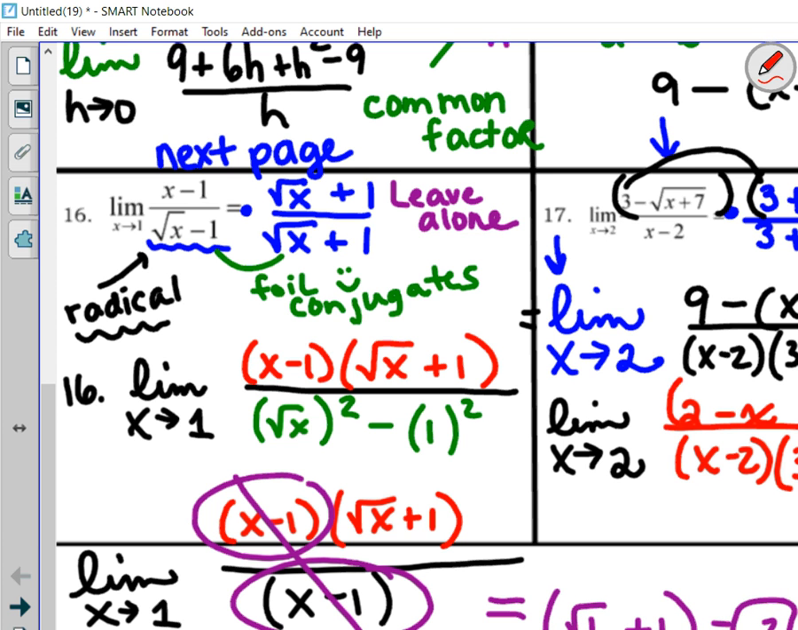So when I divide out, if I divide this factor and this factor, x minus 2 and 2 minus x are opposites. So what happens when you divide opposites? You get negative 1 instead of just 1. So it's the limit as x approaches 2 of negative 1 over 3 plus the square root of x plus 7. Final answer on this problem is negative 1/6.